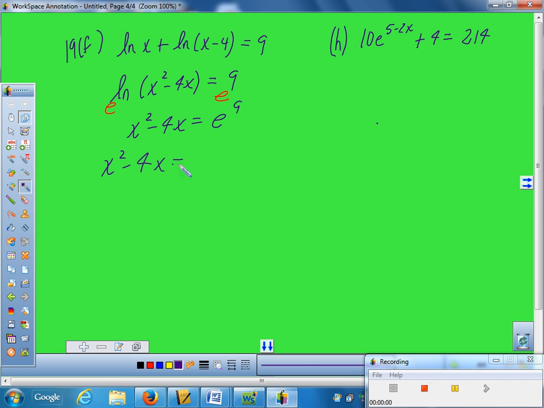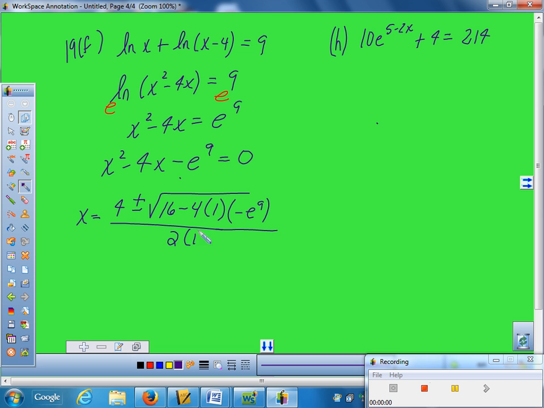Well, hopefully you will recall that I need to set it equal to 0, as with all quadratics, and then use the quadratic formula. So in this case, negative b would be positive 4 plus or minus the square root of b squared, which would be 16. For a is 1, the big question is what's c? And c is negative e to the 9th, all over 2a. From there, I'm going to leave that to you to punch that in your calculator with both the plus and minuses. So that should be not a big deal.